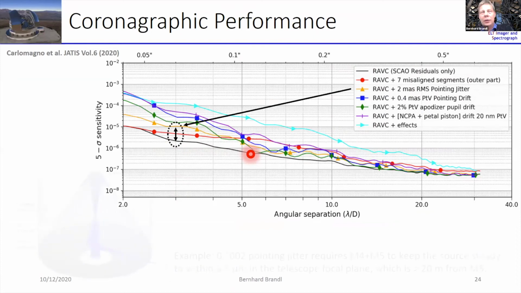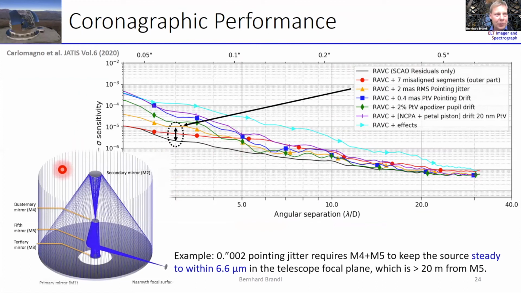Now, what does this mean, 2 milliarcsecond jitter? Remember our 5-mirror telescope, where we have the light reflected. Here is the deformable mirror, M4. Here is the tip-tilt mirror, M5. And then, of course, you have to guide the light to the instruments on the Nasmyth platform here. And so, obviously, if this is a 40-meter telescope, the radius is 20 meters. So you have a long way here. If you want 2 milliarcsecond pointing jitter, that means you have to keep the beam steady at 6.6 micrometers physically in the focal plane of the telescope. Now, okay, this is probably not quite trivial.